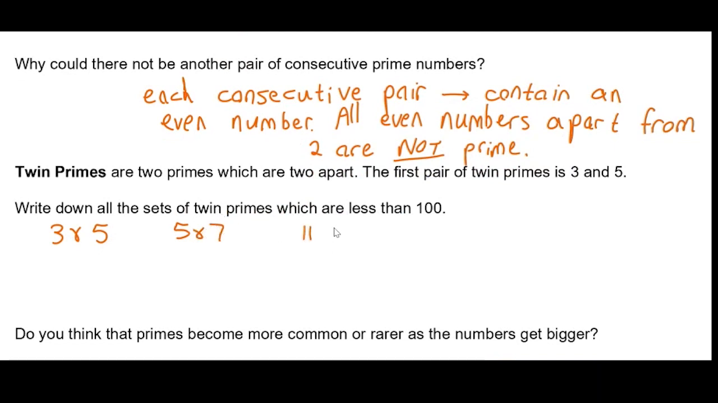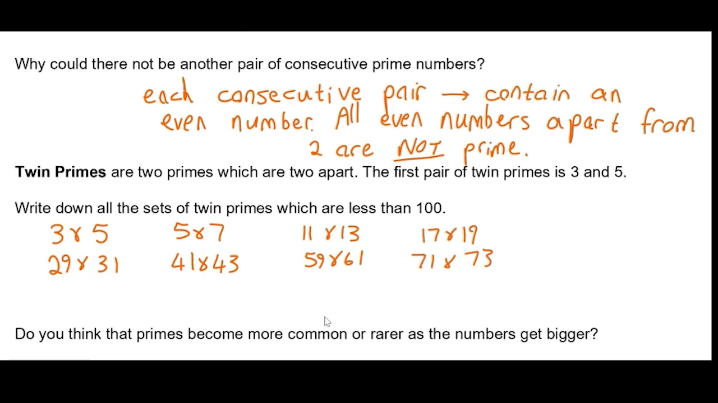11 and 13. Notice these are all odd numbers. 17 and 19 are both prime. They are twin primes. They are just 2 apart. 29 and 31. 41 and 43. 59 and 61. 71 and 73.